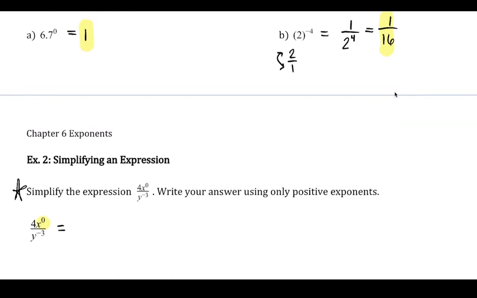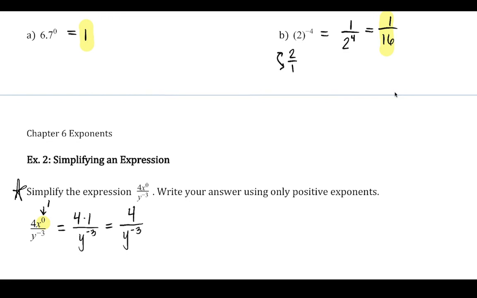So in the numerator, if this x to the 0 power becomes 1, then the numerator becomes 4 times 1, or just 4. And then the denominator, we didn't do anything to simplify that yet, so it's still y to the negative third power. So in the numerator, I'm going to go ahead and just multiply the 4 times 1 to get 4. And in the next step, we'll focus on changing that negative third power to a positive third power.